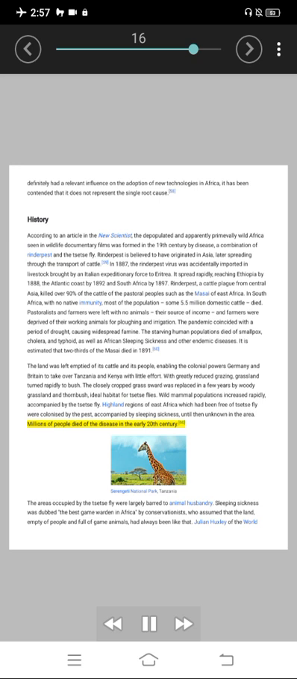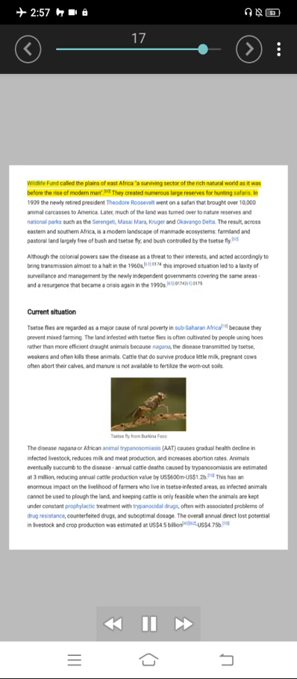Serengeti National Park, Tanzania. The areas occupied by the tsetse fly were largely barred to animal husbandry. Sleeping sickness was dubbed the best game warden in Africa by conservationists, who assumed that the land, empty of people and full of game animals, had always been like that. Julian Huxley of the World Wildlife Fund called the plains of East Africa a surviving sector of the rich natural world as it was before the rise of modern man. They created numerous large reserves for hunting safaris.